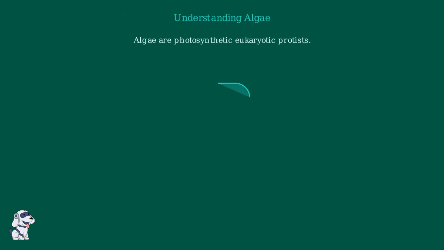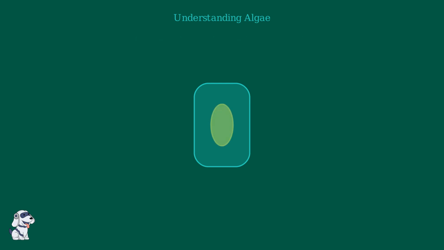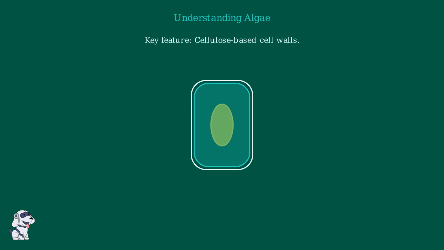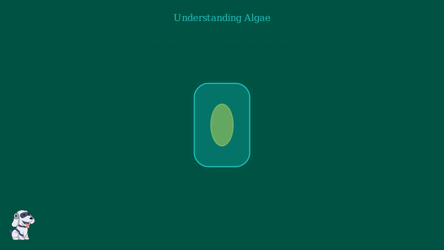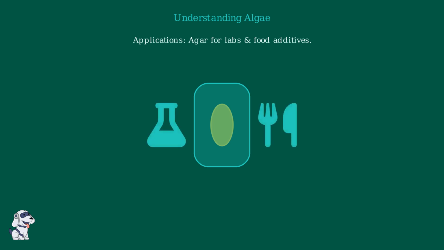Algae are a diverse group of photosynthetic eukaryotic organisms. Unlike bacteria, they contain a nucleus and specialized organelles. A defining anatomical feature of algae is their rigid cell wall, composed primarily of cellulose, which provides structural integrity. Algae perform a critical role in global ecosystems by generating oxygen and serving as primary producers that anchor the aquatic food web. Beyond nature, algae are economically significant. They provide agar for laboratory research and are widely used as thickening agents in food production.